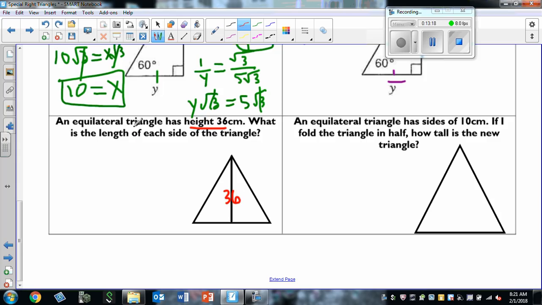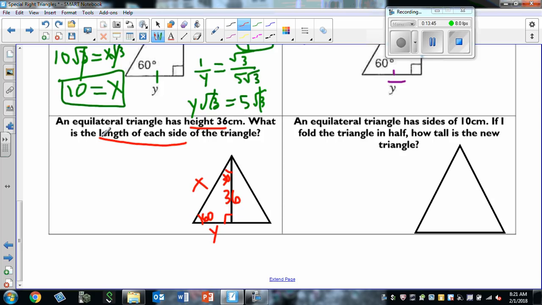I want to find the length of each side. Well, remember it's equilateral, so we know this down here is our 60. This up here is our 30 angle, and then we have our 36. I want the lengths of the sides, so I'm going to call this x, and I'm going to call this y.